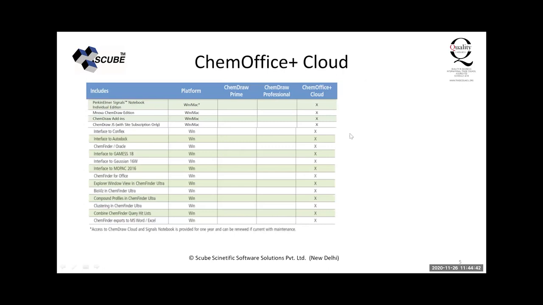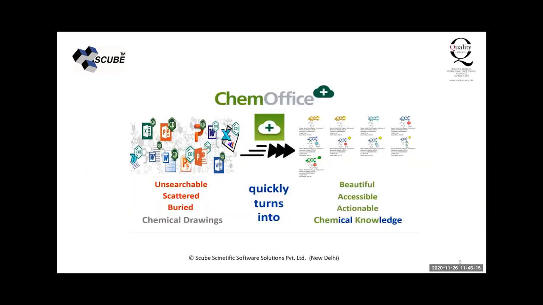Then we will do ChemOffice Plus Cloud. What is ChemOffice Plus Cloud, right? So in the earlier version, if you can see, there was ChemDraw edition, MNOVA edition. There are some interfaces, then we have Chem Finder. In the earlier version, it was also always there in ChemOffice Professional, but now they have added the cloud version. Right? So now what is this ChemOffice Cloud?